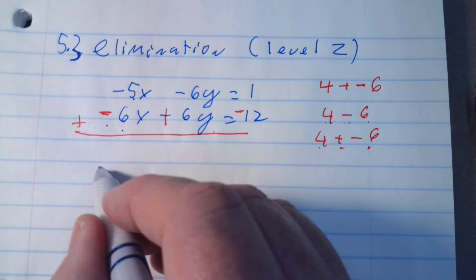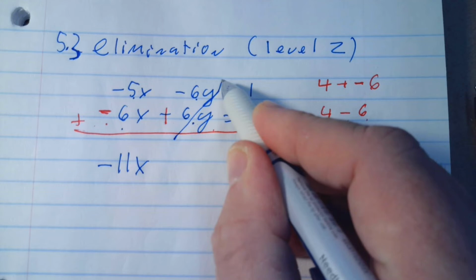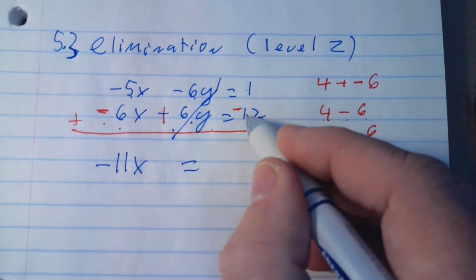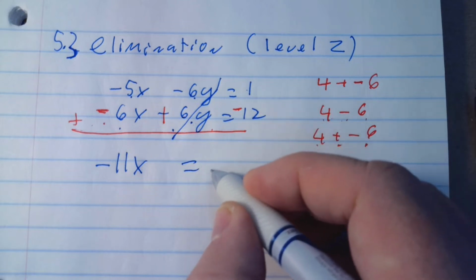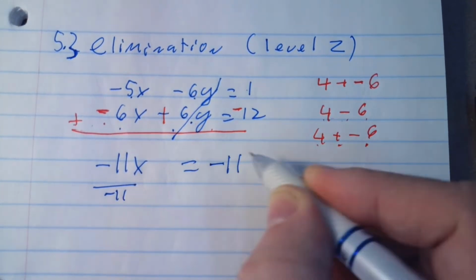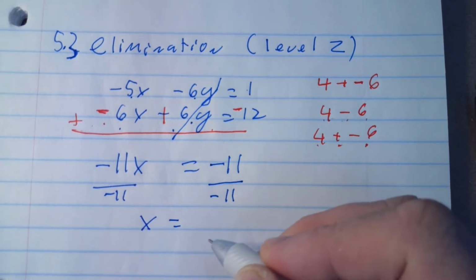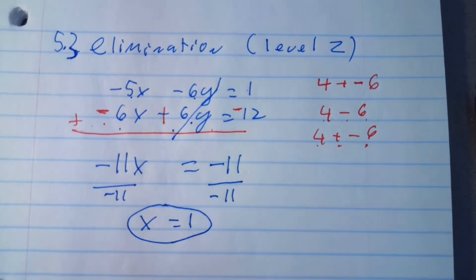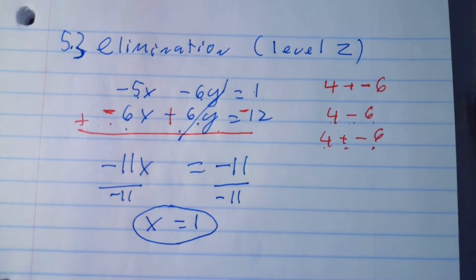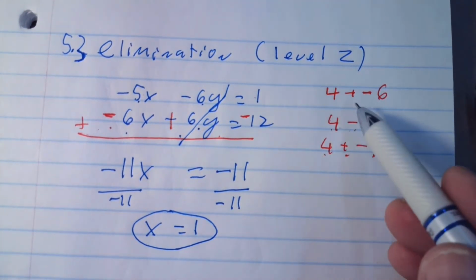Negative 5, negative 6 is negative 11. Negative 6, positive 6 cancels. And this one would be 1 minus 12 is... Okay, and again, if you do the thinking right, the work isn't too bad. Okay. Definitely a lot shorter than the substitution method. Although it does get harder. We're only on level 2.